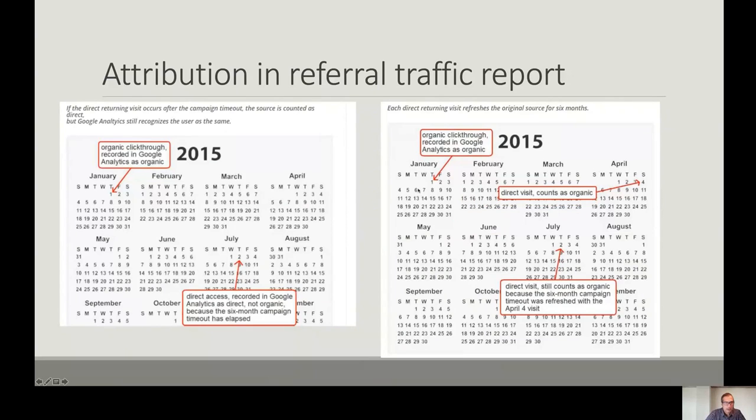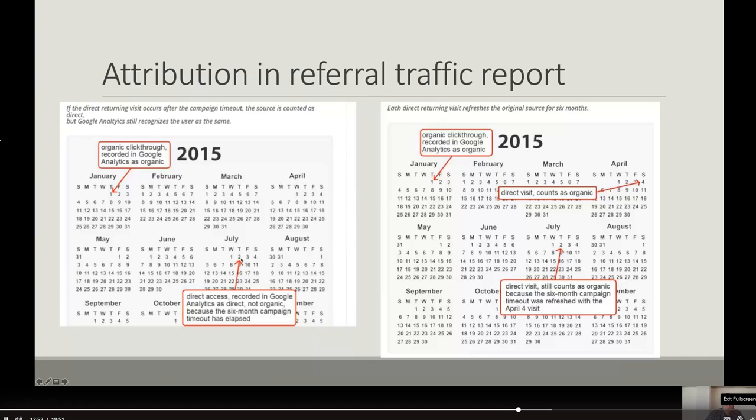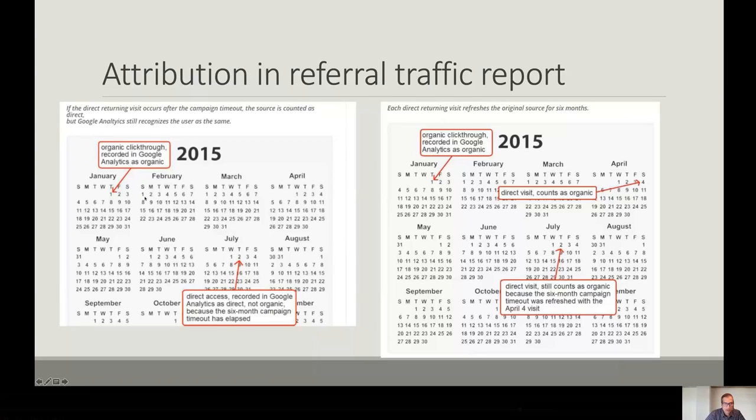Now, another situation, another scenario. The user comes in on January 1st, 2015 through the organic click, but there is a long gap before the user comes in again. The next time the user comes in is on July 2nd. And now because more than 6 months have elapsed between these subsequent visits by the user, and even though the user may not have deleted their cookies in between, this would still be recorded as a direct visit by the user. Let's move on to the right side of the slide.